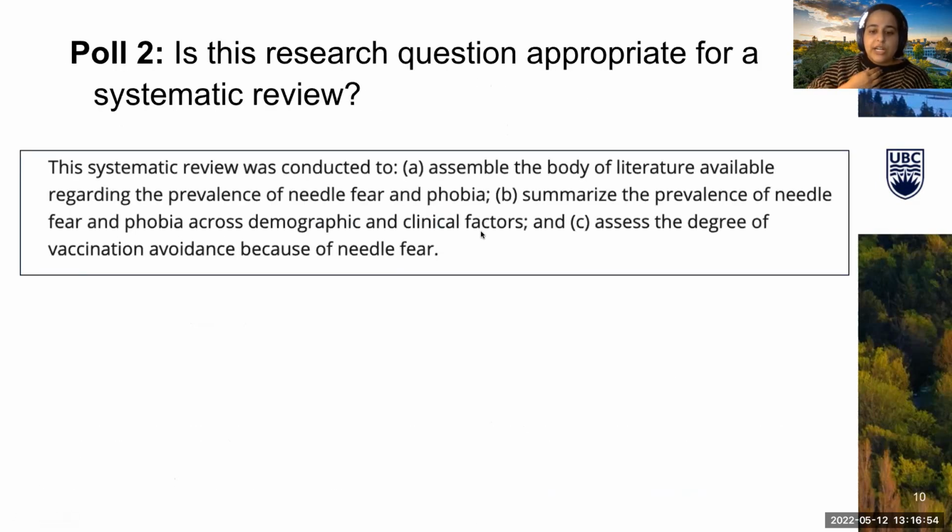And so I'm going to start another poll, and I just want you to consider this sample systematic review research question. Today we're using a relatively recent, and fairly highly cited systematic review as an example. I want you to read this question. Is this research question appropriate for the type of review? So I'm just going to launch the poll now.